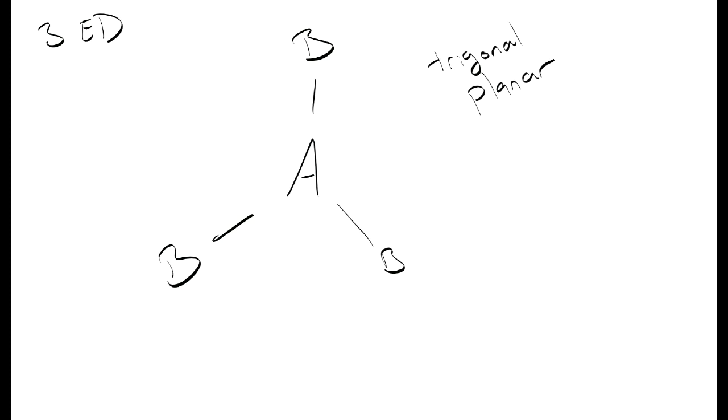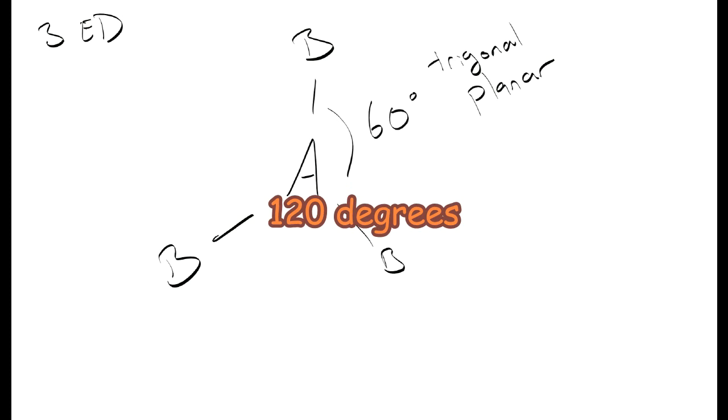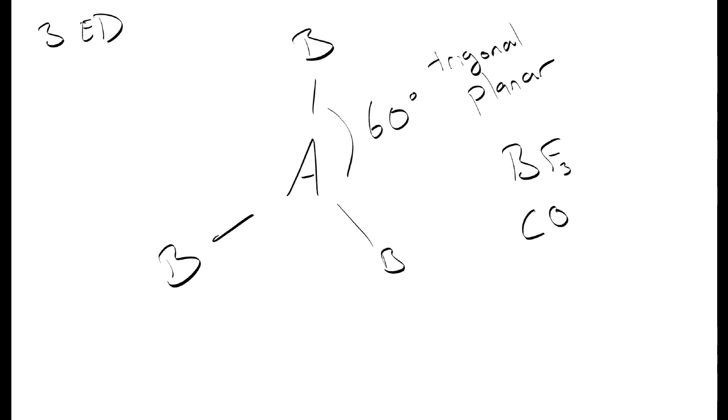So trigonal planar, this is an adjective, okay? But we say it has a trigonal planar geometry. And the internal bond angles here are 60 degrees. So a couple of examples of that would be boron trifluoride and good old carbonate. Those are both trigonal planar compounds. They have 3 electron domains. They form this nice flat, perfectly, universally symmetrical equilateral triangle. It's a trigonal planar compound.